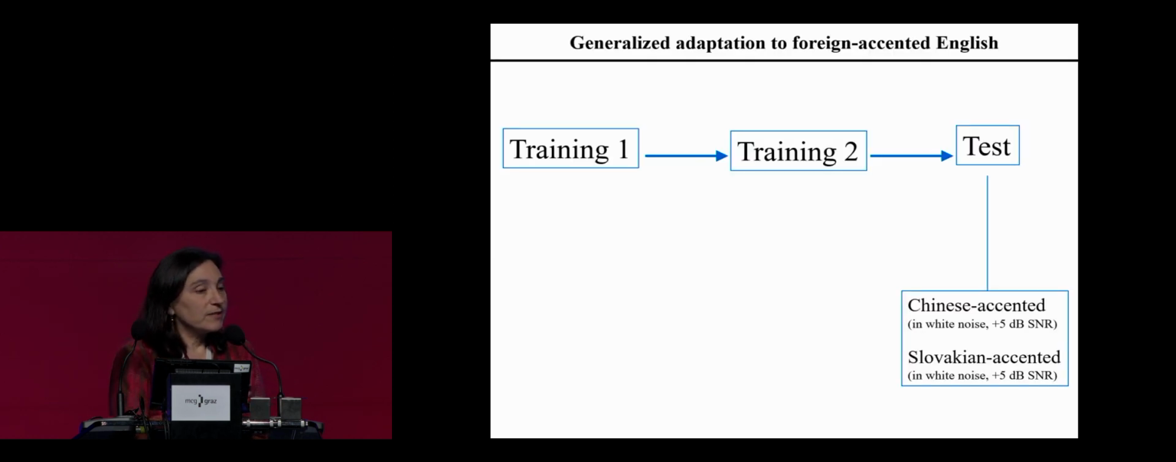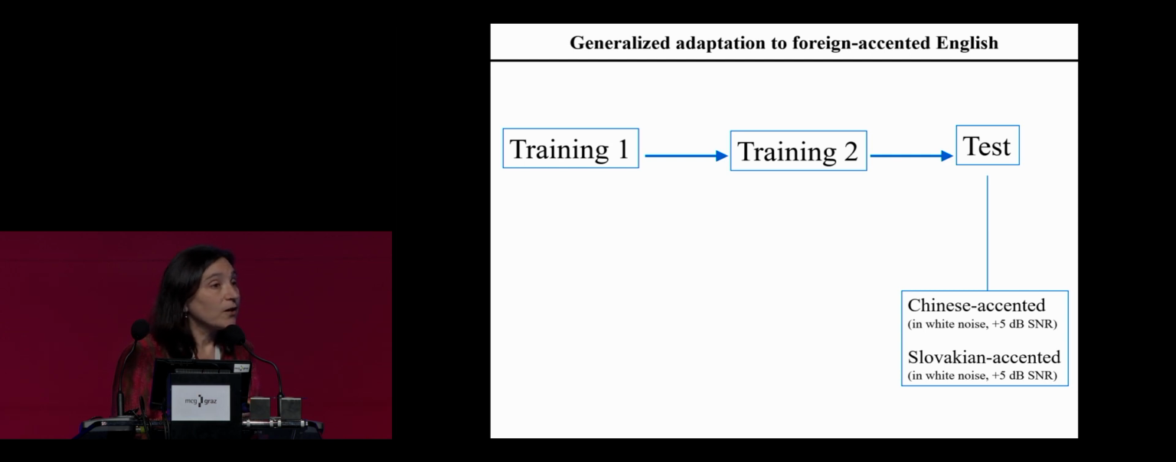So we're going to look at results from a training study that involved 2 training sessions followed by a test session. Same task as in the study that I just showed you. In both training and in test, you just listen to sentences and write down what you hear. Now in the test, we present the listeners with first a set of sentences as produced by a Chinese accented talker, and then we present another set of sentences as produced by a Slovakian accented talker.